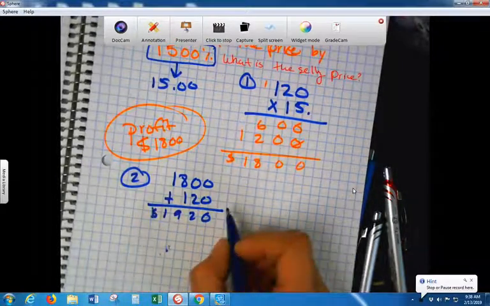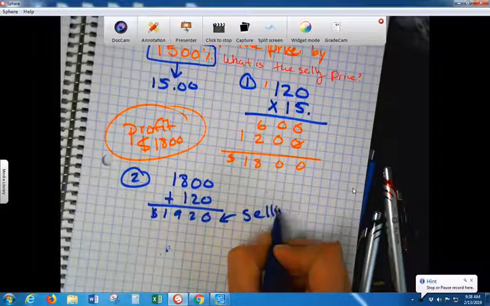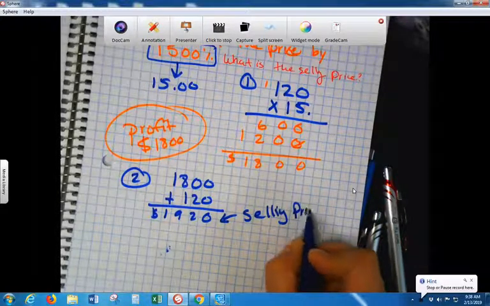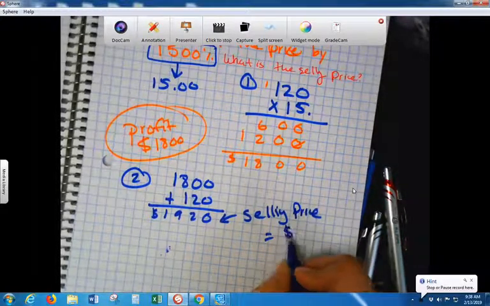So my selling price is $1,920. That's a lot of money.